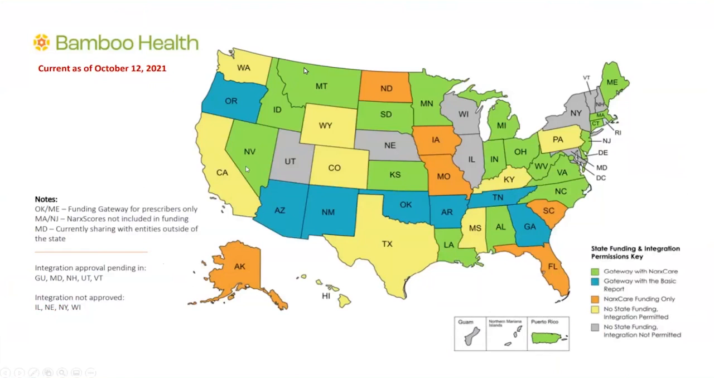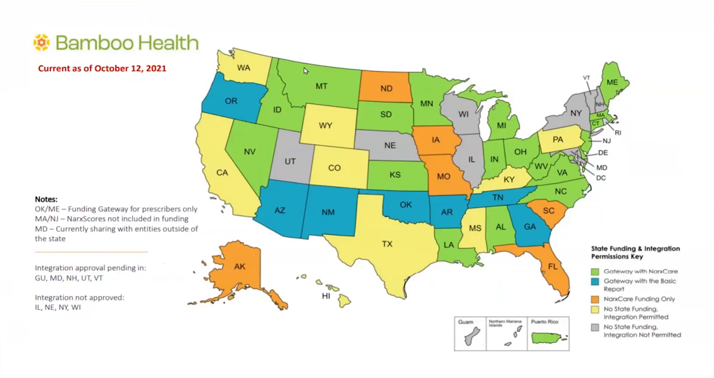Additionally, I want to point out the states in yellow. These are states that do support the integration, but they do not have state funding for the integration yet. If your state does not have integration options through Bamboo Health, or if you have questions regarding the funding, then you can reach out to your account executive to discuss further and to discuss some alternative options.